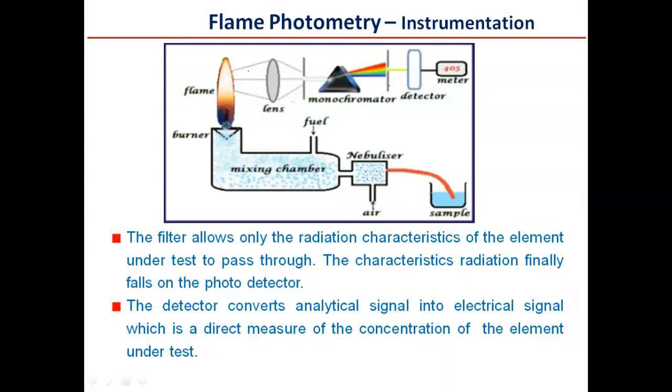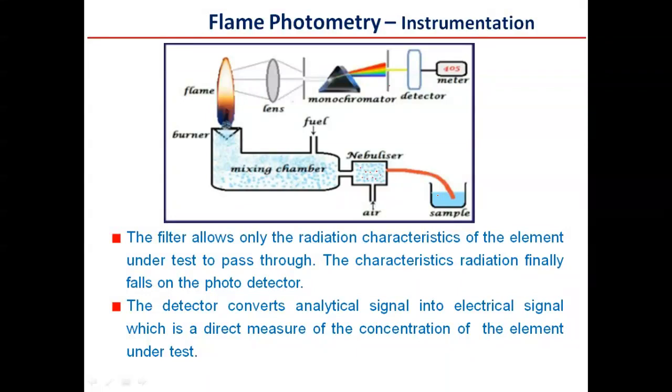and here the element present in the mixture imparts a characteristic color to the flame. This color is passed through the eyepiece lens, and then through the monochromator, which gives us the characteristic spectrum, which is again passed through the filter to get a characteristic color which can be detected by the photodetector. This converts the analytical signal into the electrical signal, which is a direct measure of the concentration of the analyte present in the sample solution. So this is about the instrumentation of flame photometry.